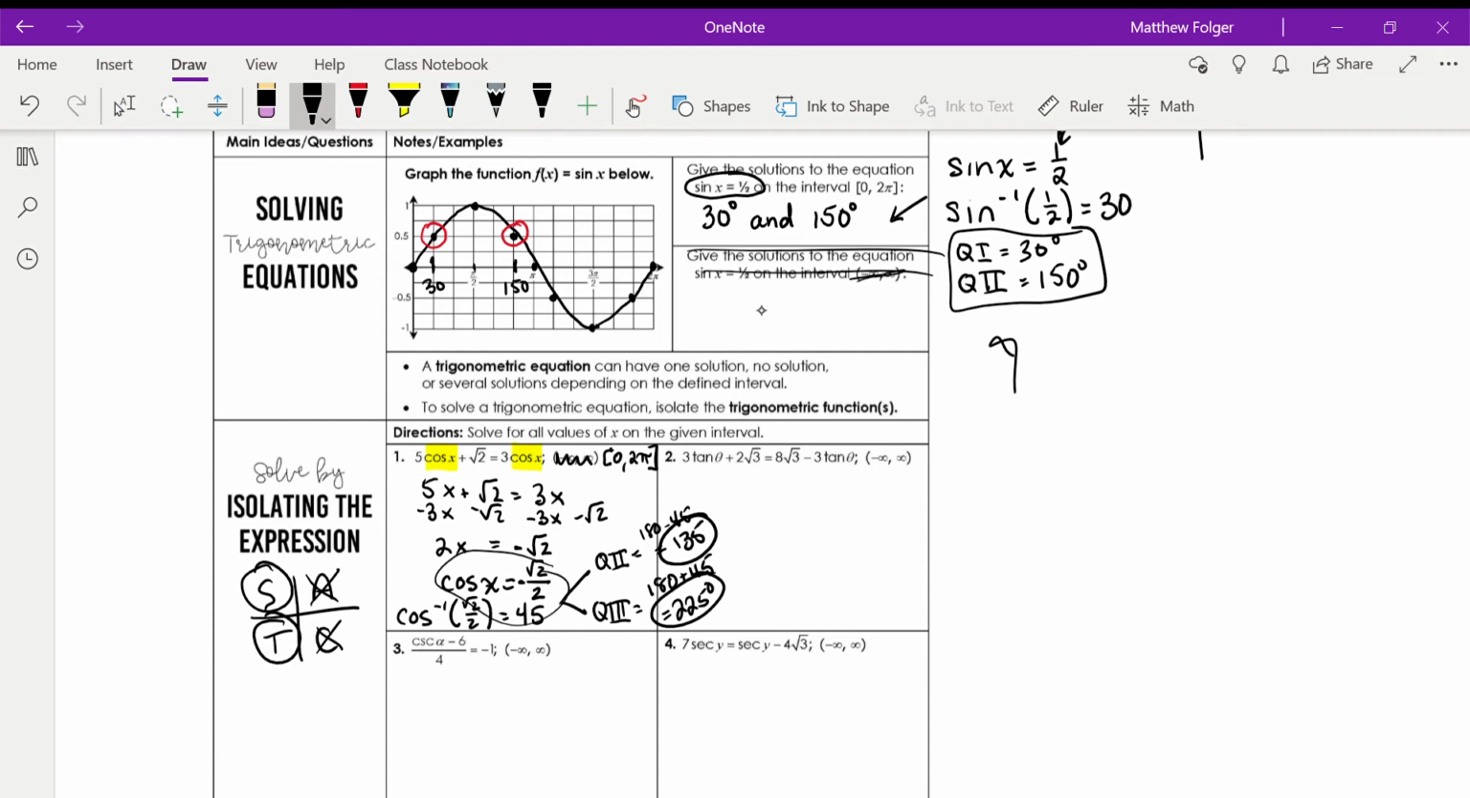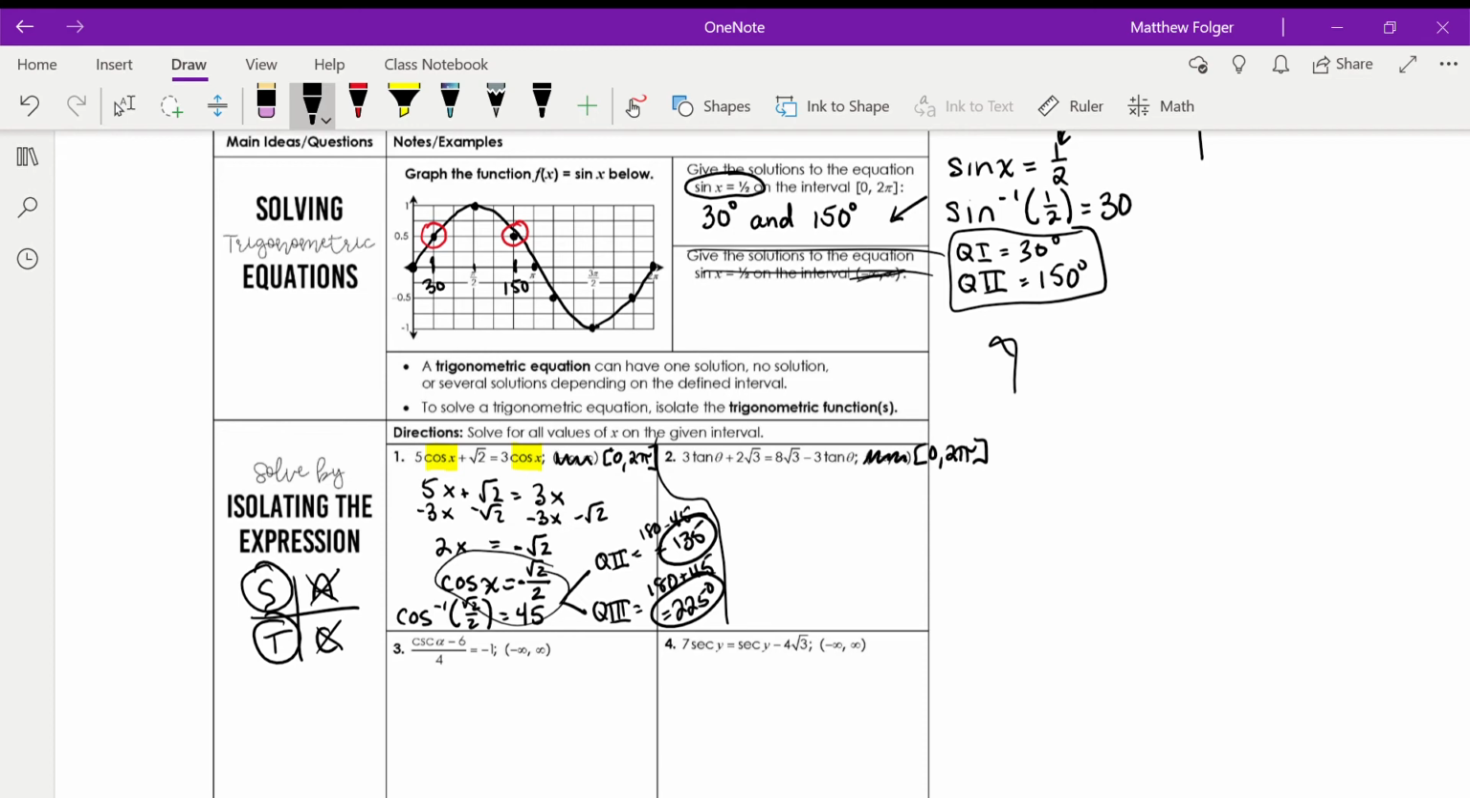Now this is going to be a little different from your answer key because I'm only making you find them between 0 and 360. So just keep that in mind as well. Okay, so there you go. Between 0 and 360 for the next one. So let's do that one now.